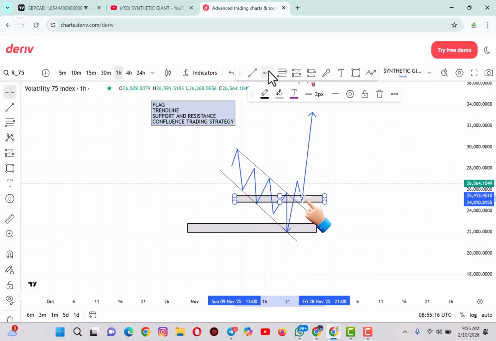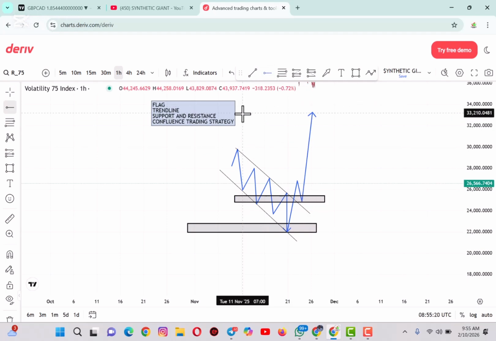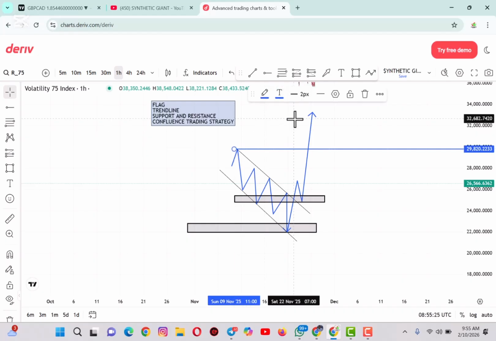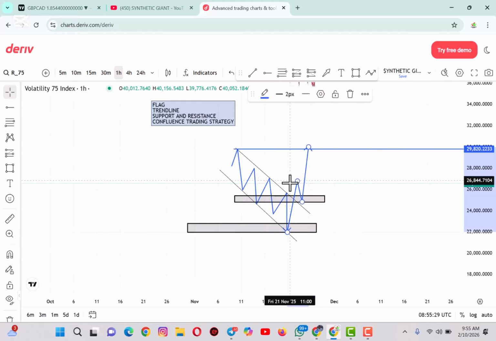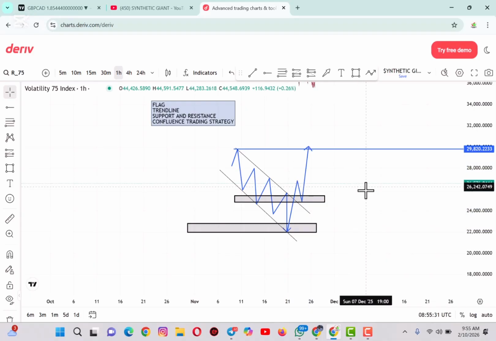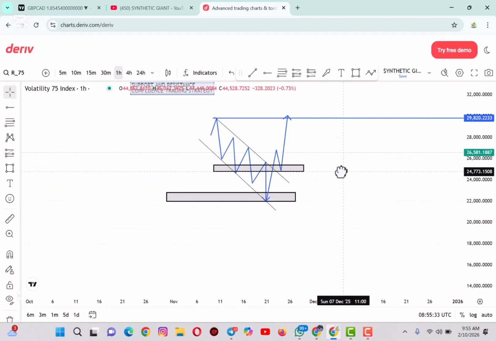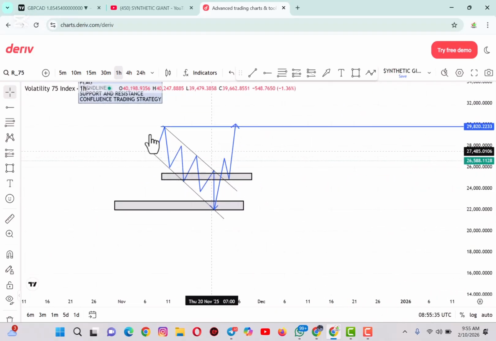And yes, you should always target the height of that flag, which is this. You should not be greedy, right? You should always target this particular height as your take profit level. So that is pretty much about what a flag looks like. So this is a bullish flag.